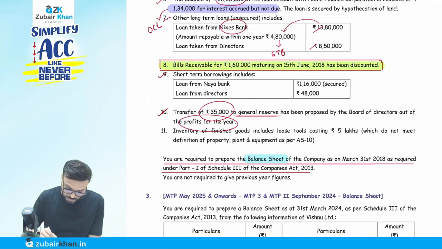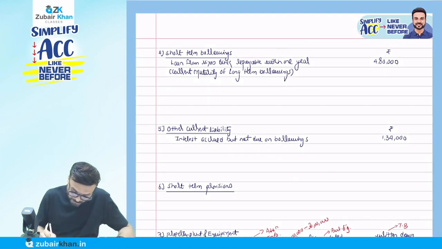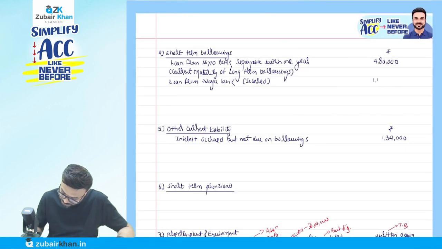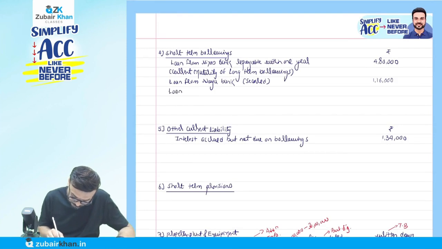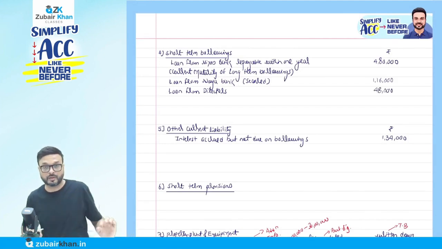Go to notes to account number 4 because it's short-term borrowing. Write down there loan from Naya Bank, in brackets secured. How much is mentioned there? 1,16,000. Then we have loan from directors, how much? 1 lakh, oh no, only 48,000. Write down there 48,000. Okay, now understand this.